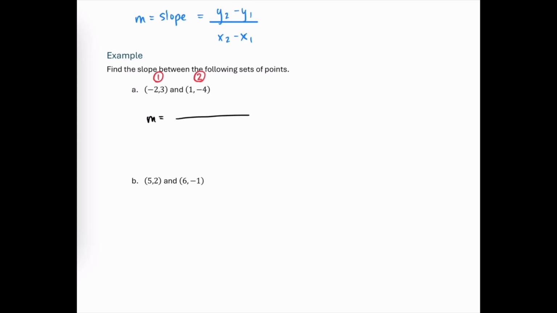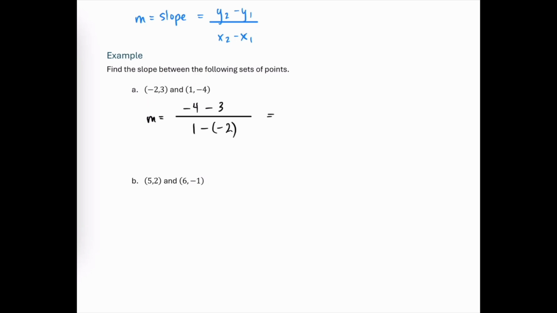So as we have it labeled, the value of y2 here is -4. So we have -4. Following the formula, we'll subtract from that y1, and y1 is +3. So we put -3 in the top. Now again, our slope formula says that we want x2, and as we have it labeled, that's going to be +1. And then from that, we're going to subtract x1, and as we have it labeled, x1 is -2. So we're subtracting -2 here in the denominator.